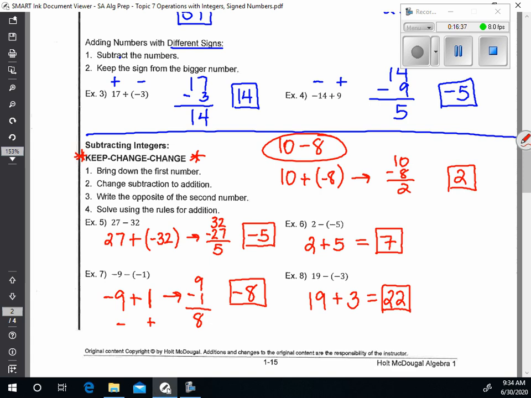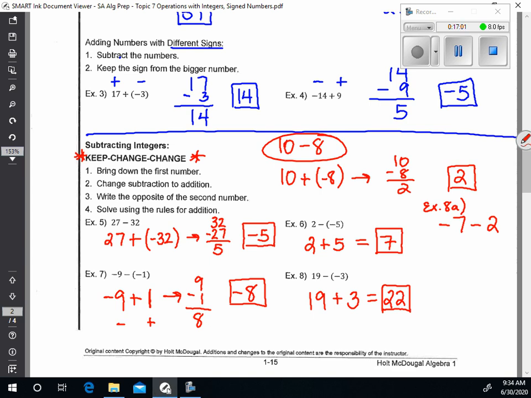So it looks like the only version that isn't up here is of a negative minus a positive. So let's do an example of that. -7 minus 2. So this is example 8A.